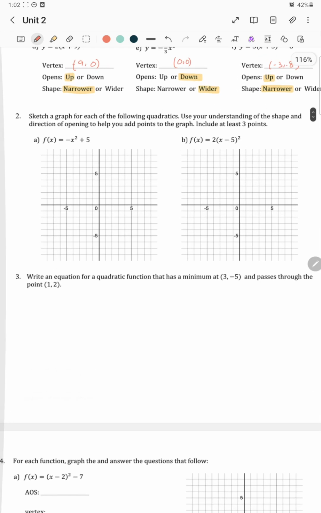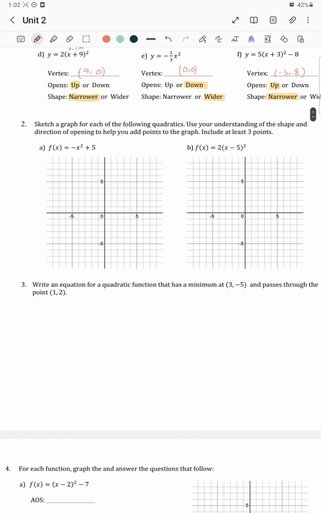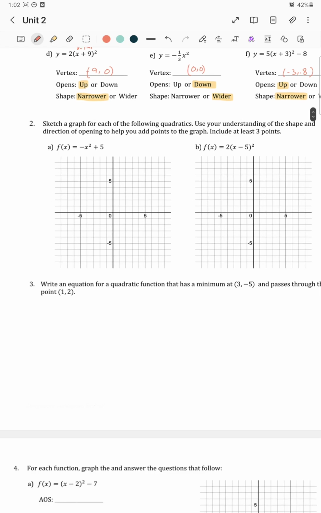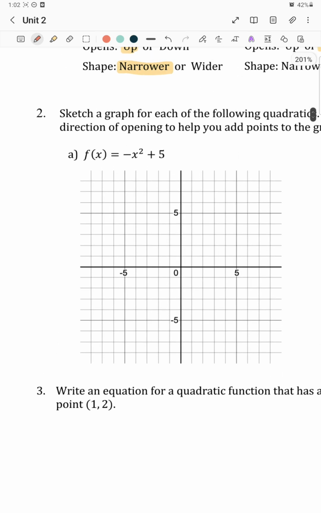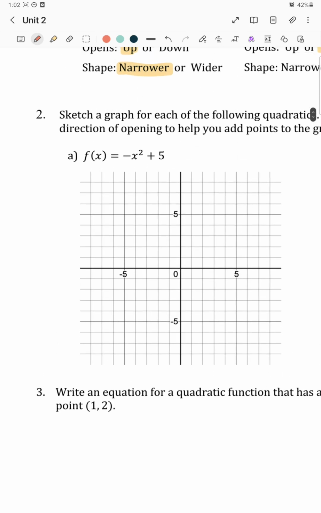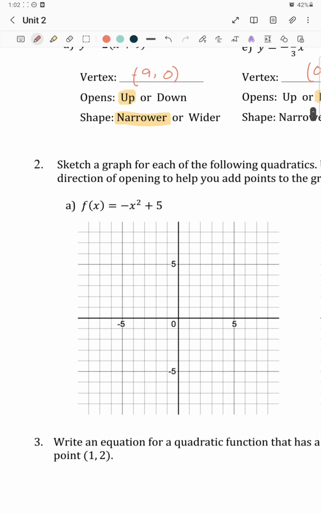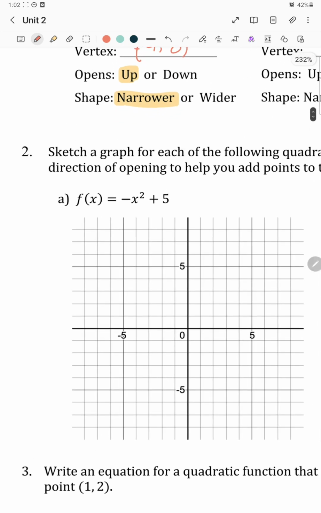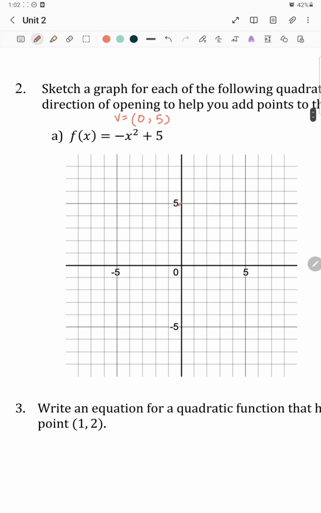Okay. Sketch the graph for each of the following quadratics. Use your understanding of the shape and direction of opening to help you add points in the graph. Include at least 3 points. Okay, so negative means downwards, so the shape is going to be downwards. First of all, the vertex is going to be 0, 5. So 0 on the x-axis, 5 on the y-axis. It's going to open downwards.